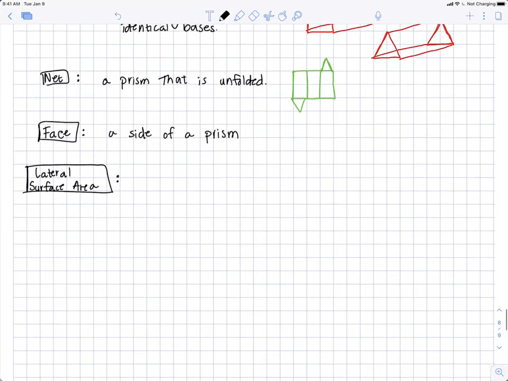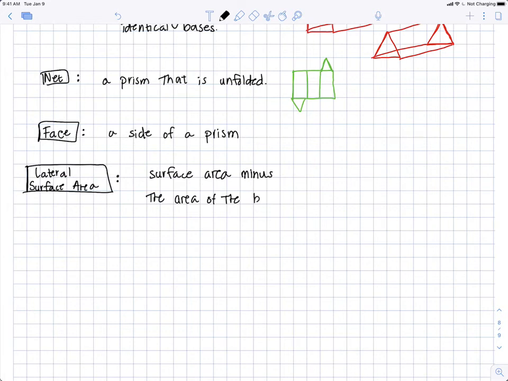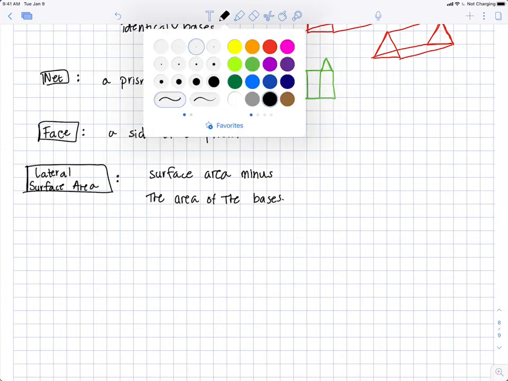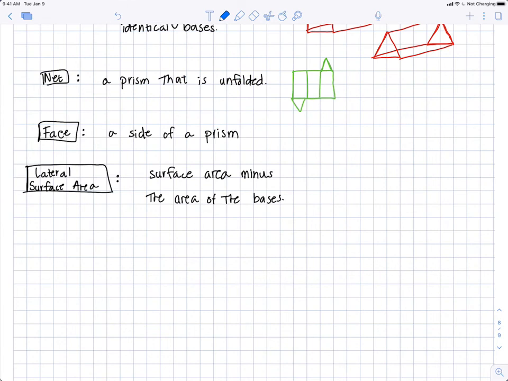Alrighty, and this one's important because this is in our focus question, lateral surface area. I don't want you to be intimidated, but this is just, if you find the surface area of a prism, so you find your surface area, and you subtract the area of the two bases. So surface area minus the area of the bases. If we draw a picture, it might make a little bit more sense.